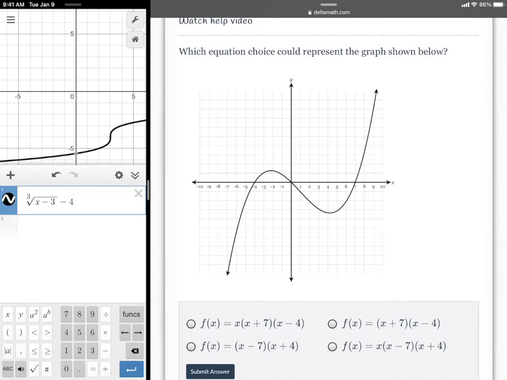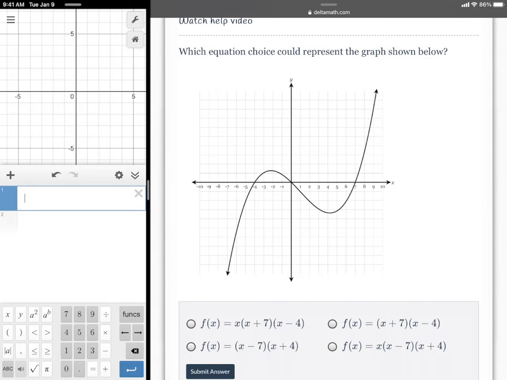Which equation choice represents the graph shown below? So what this problem is getting at is, can you look at these roots and say, okay, if x is, for example, -4, see how we cross the x-axis at -4? That means when x is -4, y is 0. What that tells me is it's either answer choice C or D, these two bottom ones.